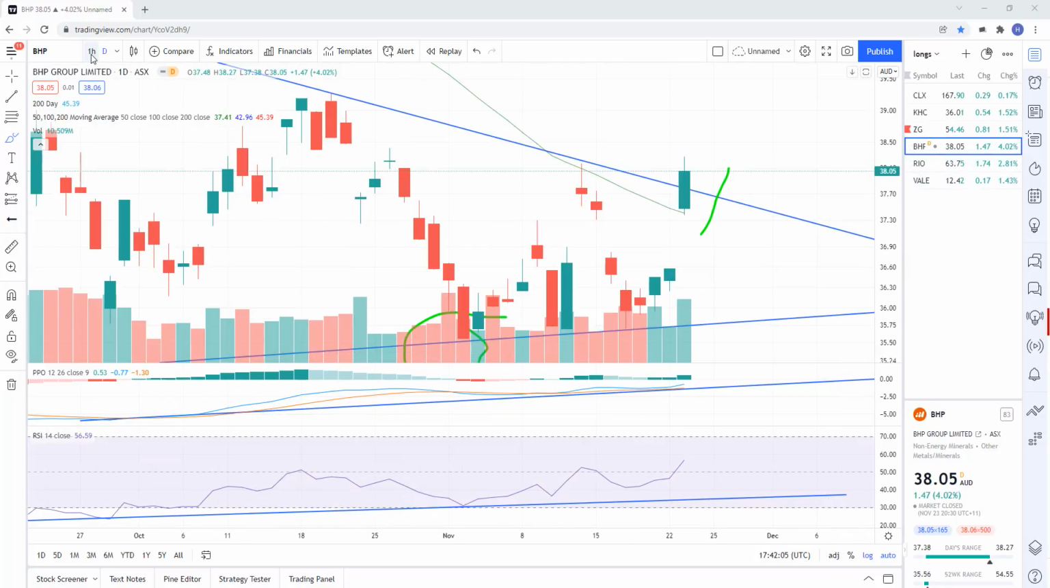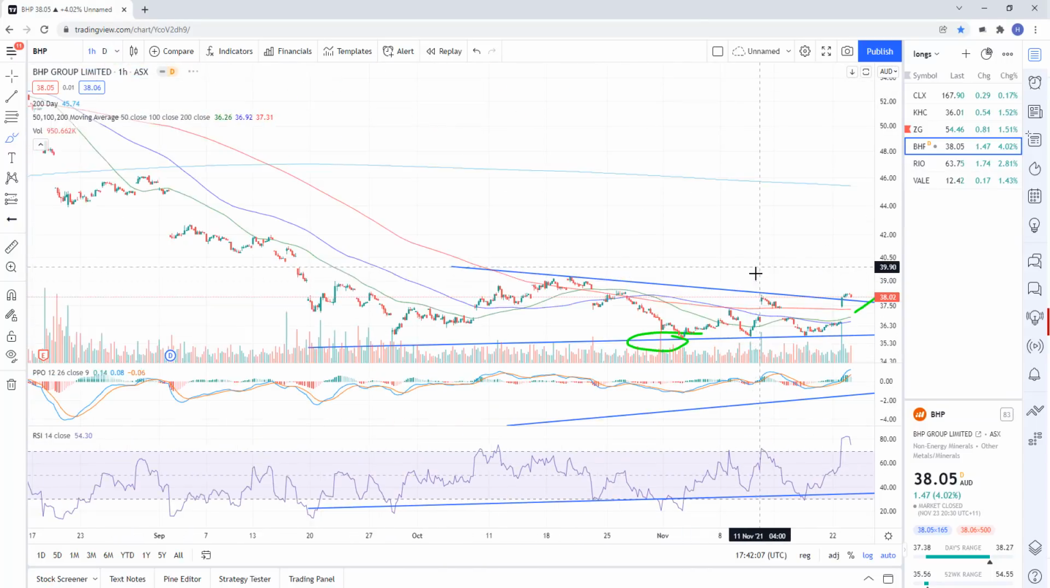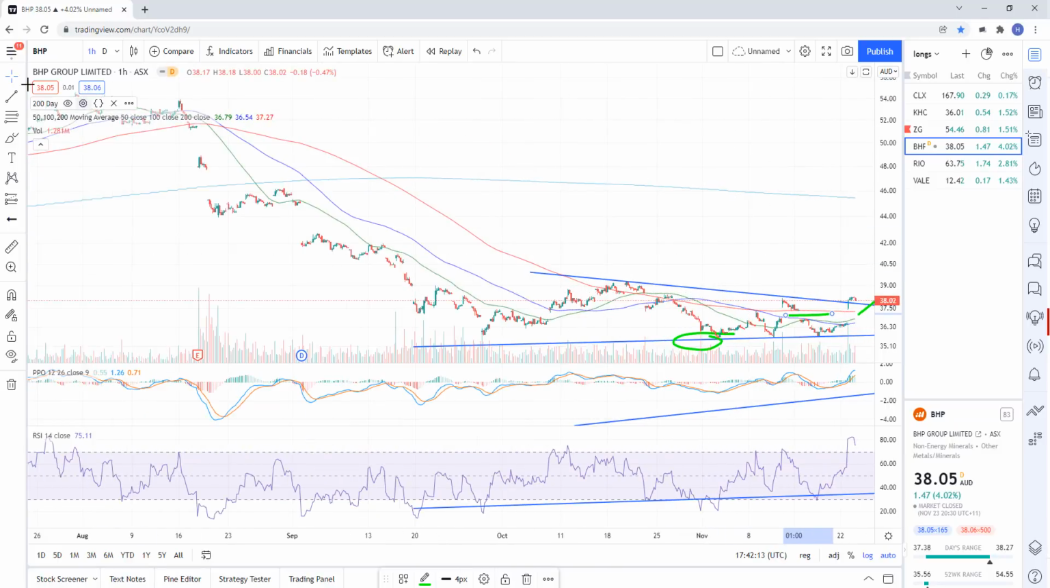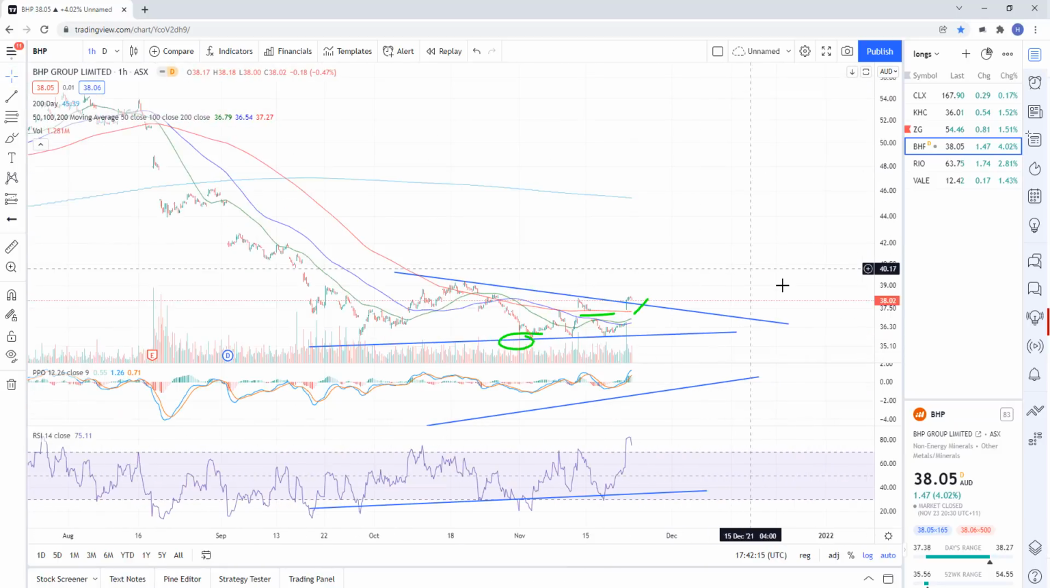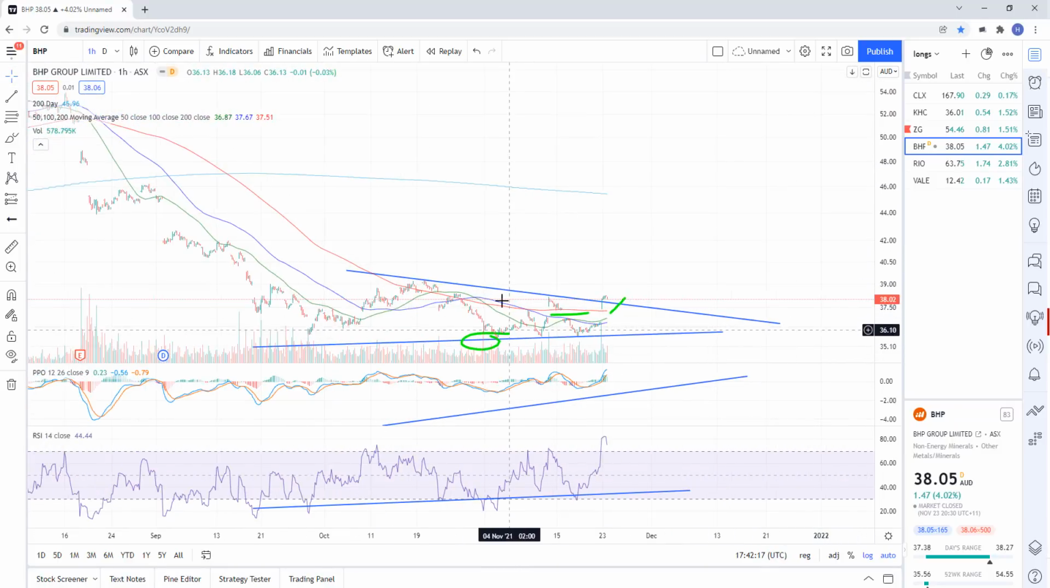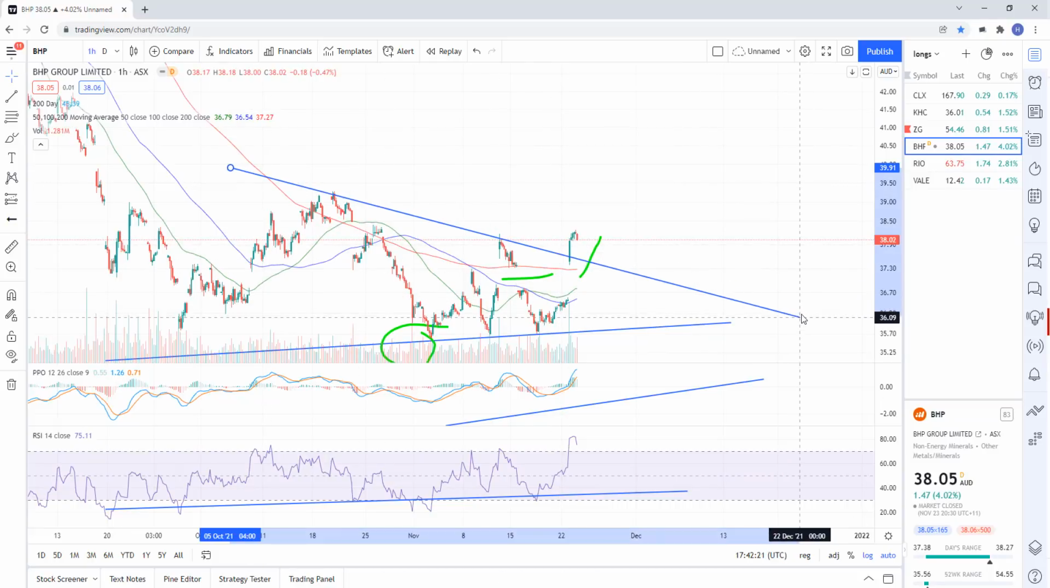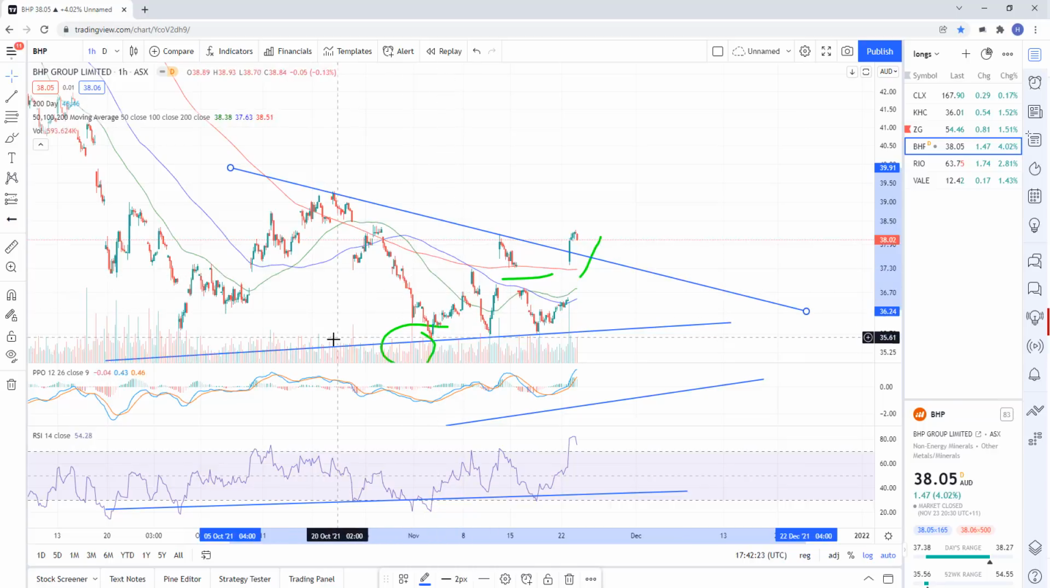BHP up 4%. And we do have a breakout. It's not the most believable breakout, so I want to point this out. On BHP, you have what looks like a symmetrical triangle, meaning a pattern that doesn't really give you an indication of which way it's going to break. It could break up, could break down.